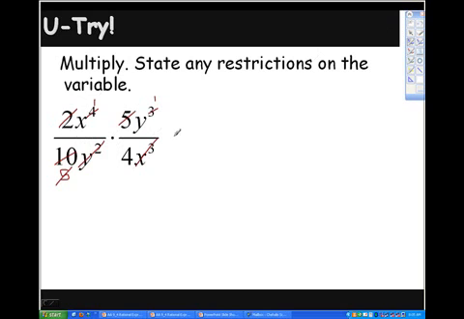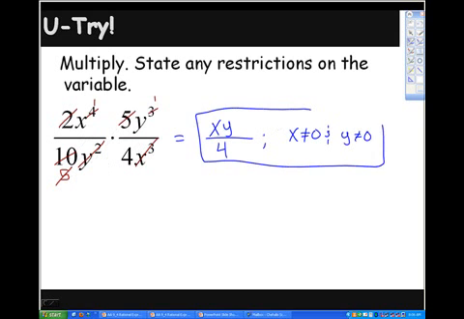Let's see what's left. This all went to x, this went to y. So I have xy over 4. And then restrictions, well, x cannot be 0 and y cannot be 0. If x or y is 0, then these denominators don't make sense under division. So we're going to go ahead and say they can't be 0. We're done.